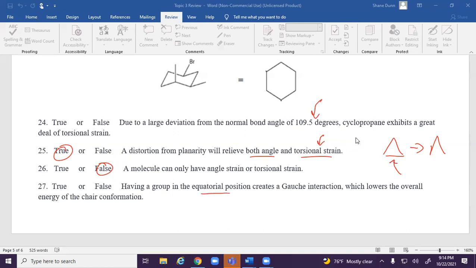Having a group in equatorial position creates a gauche interaction, which lowers overall energy. True or false? Is gauche used for chair? Gauche is the Newman projection, correct? Equatorial is chair. They are not the same thing, right? So you can't use these words in the same sentence, really. That's why it's false. Cool. Making sense, guys? Well, having equatorial would lower energy, yes. And having a gauche would also lower energy compared to anti, right? So it could be, but they are not the same thing.